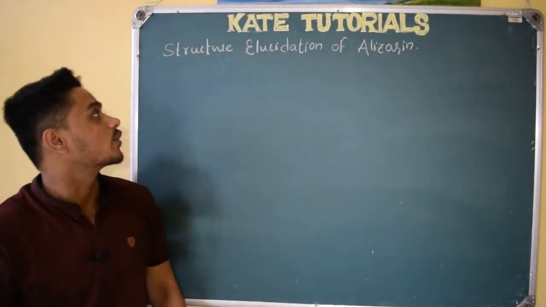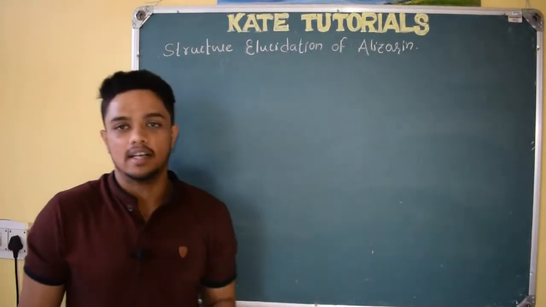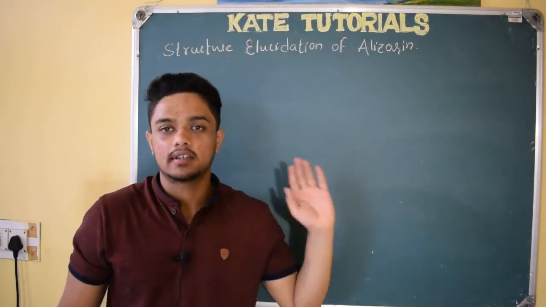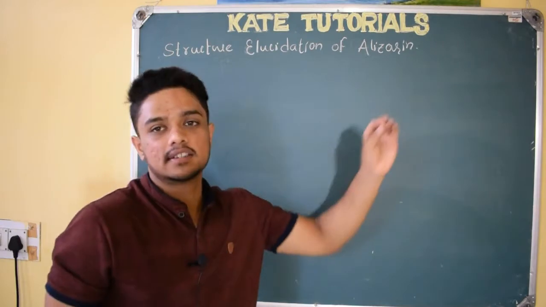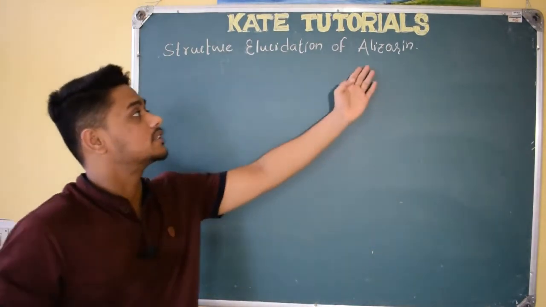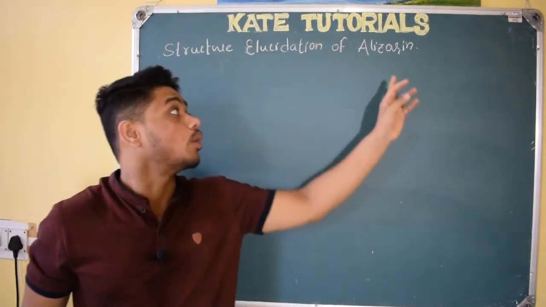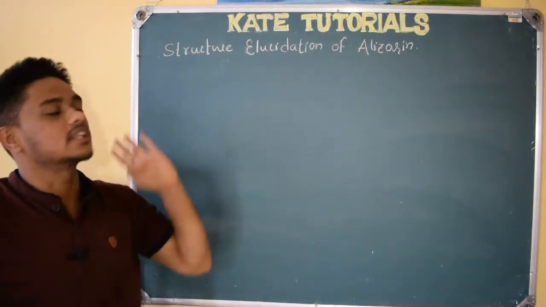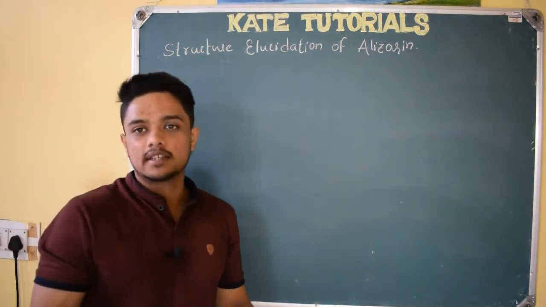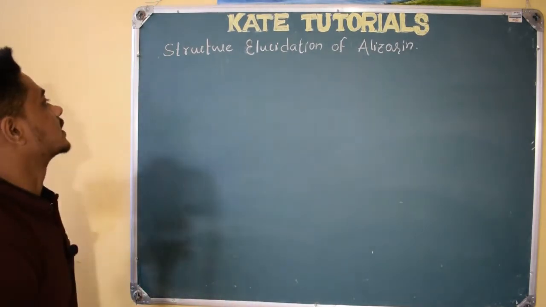In this video, we are going to discuss the structure elucidation of alizarin, right? What we were discussing till now is synthetic dyes. This alizarin is also a dye, which I explained in the first video. It is a mordant dye. We shall study how we elucidate its structure.